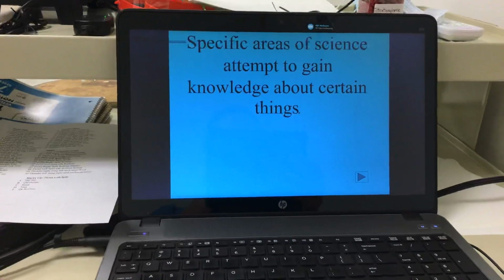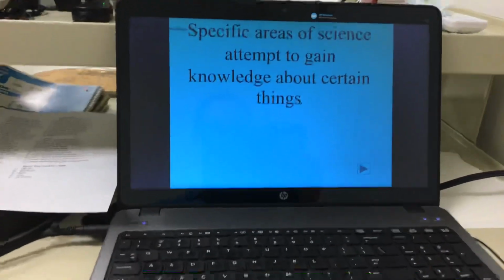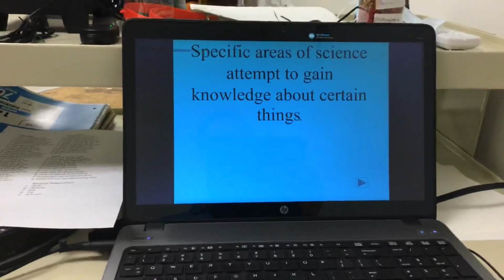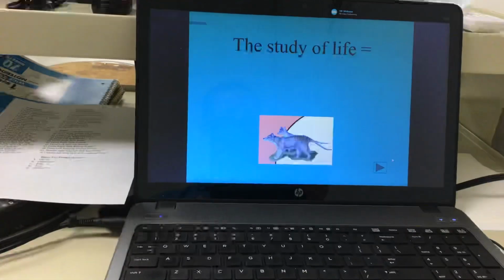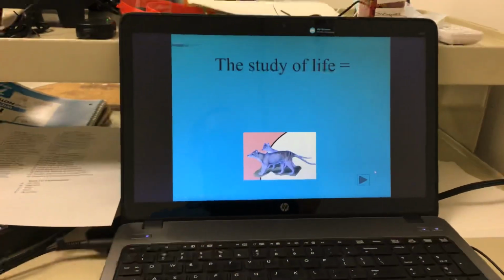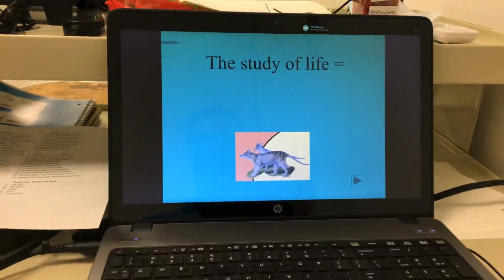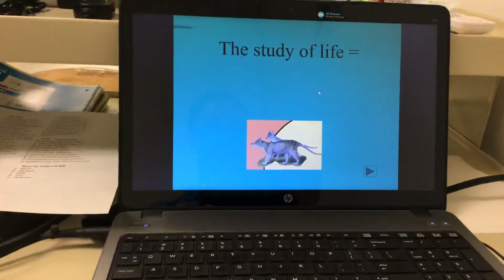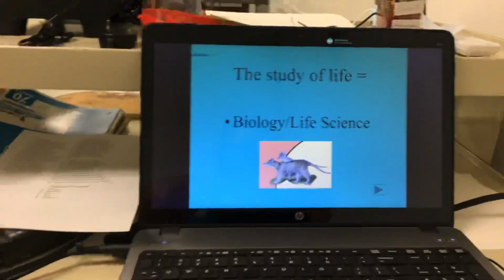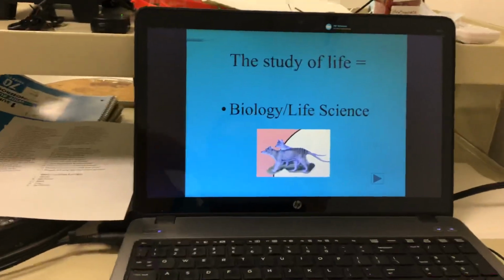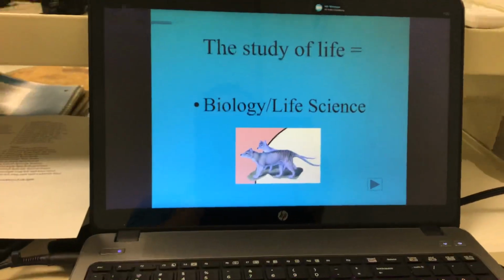Specific areas of science attempt to gain knowledge about certain things. Depending on what science we're talking about, we're going to gain specific knowledge. So the study of life, what would that be? Any guesses? Oh man, you guys are smart. Biology, or life science. So I would write this down. I'm probably going to ask you these on a test or a quiz.